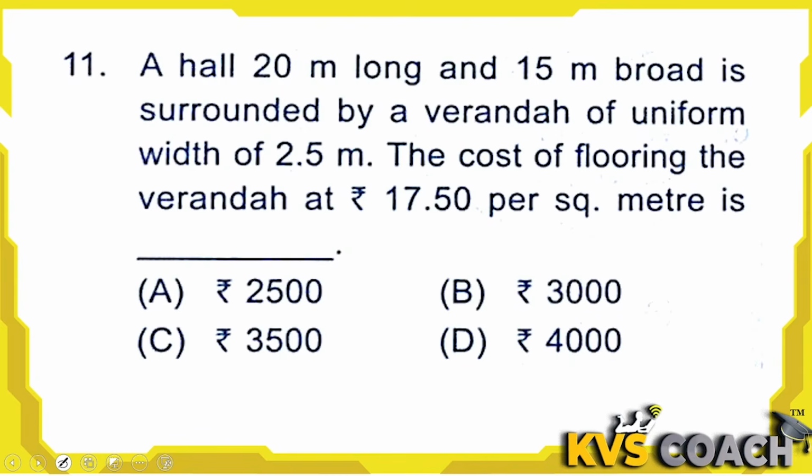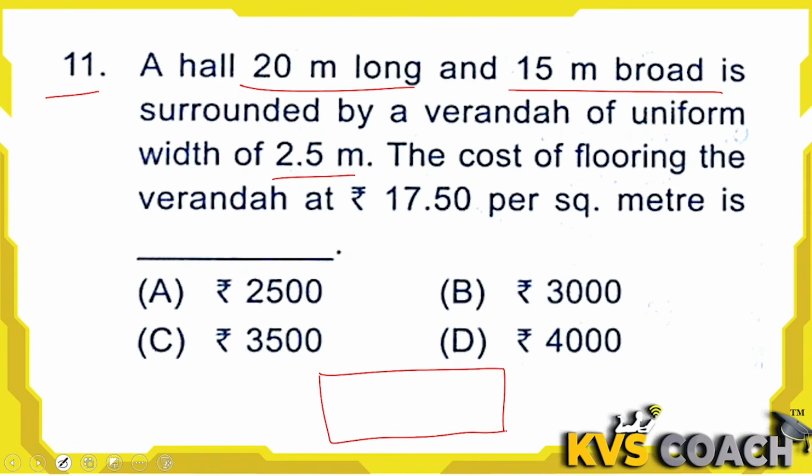Next is question 11. A hall 20 meter long and 15 meter broad is surrounded by a veranda of uniform width 2.5 meter. Look, I am making a diagram here. This is the hall, and here it is a 2.5 meter veranda also. The length of this hall is 20 meter and 15 meter here, and the width is 2.5 meter. Now they are saying the cost of flooring of the veranda is 17.50 per square meter. Then what is the cost?